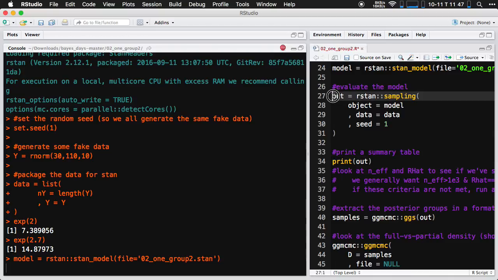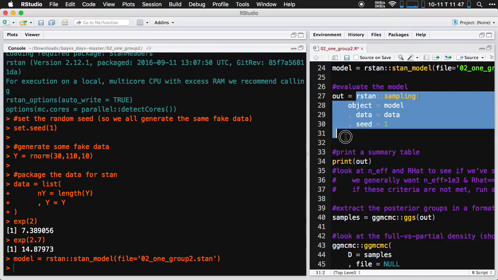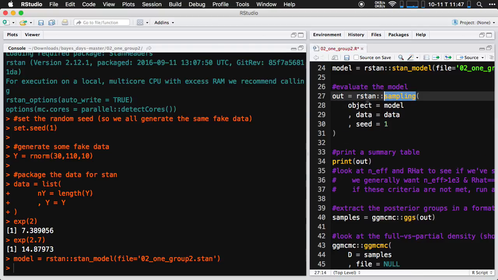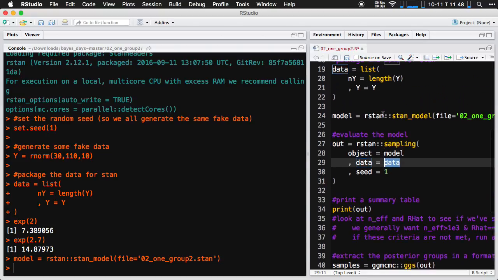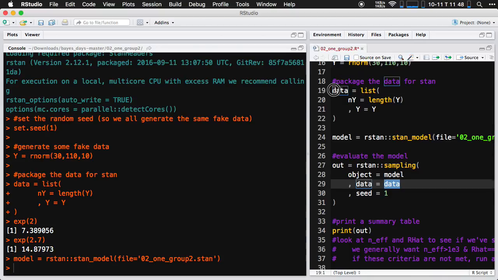So we're going to create a new object called out, and in it we're going to put the result of this call to a function. This function is the sampling function that's located in the rstan package. We've got 3 arguments: object, data, and seed. Object is just the thing that we just created up here using the stan_model function. It's a reference to the compiled Stan model. Data is whatever data we prepared to give to Stan.